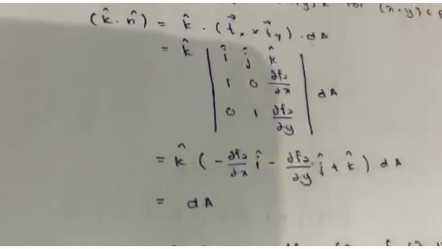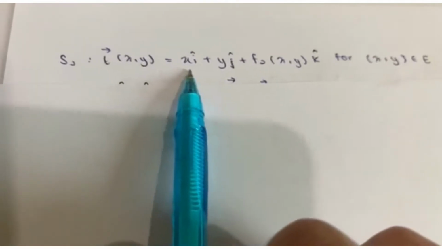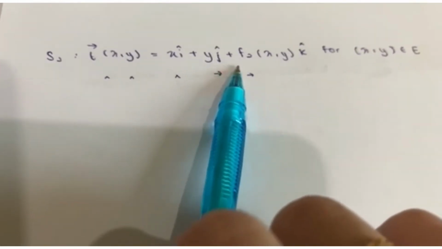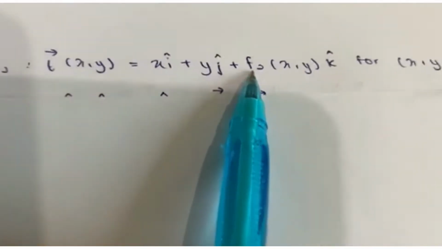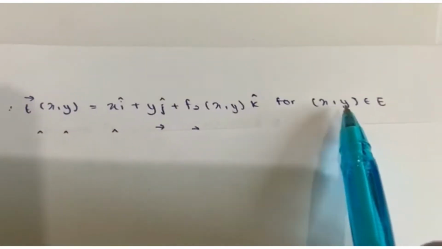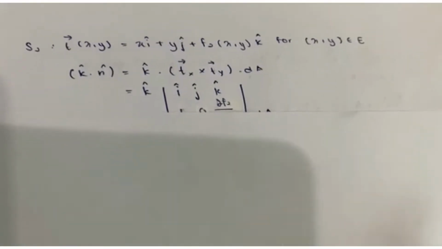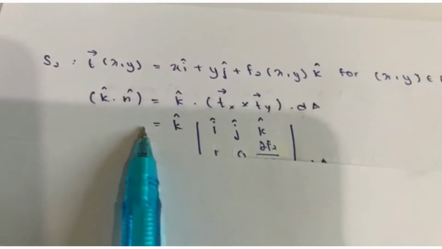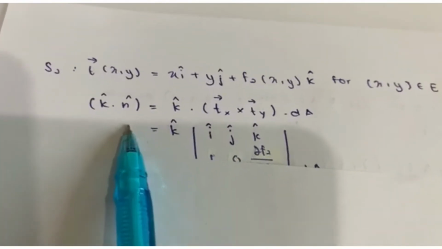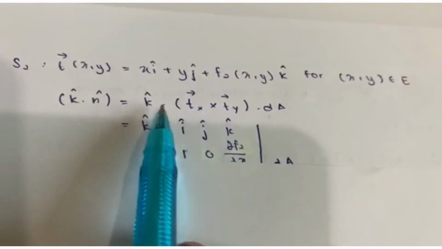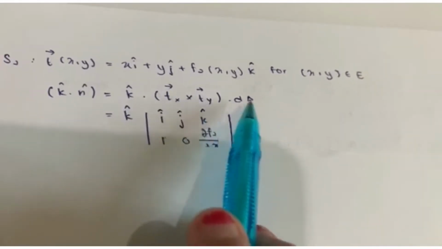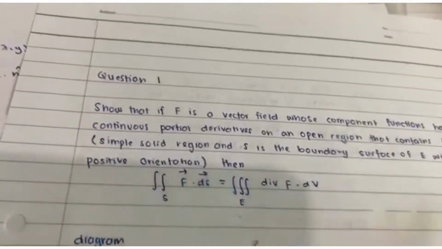First we solve for S2. We simply let T(x,y) equal x i plus y j plus f2(x,y) k, because our S2 uses f2(x,y), for (x,y) in D. Then we solve for k dot n because we need to find this dot product. So k dot n is equal to k dot (T_x times T_y) dA, because the question says it has positive orientation.